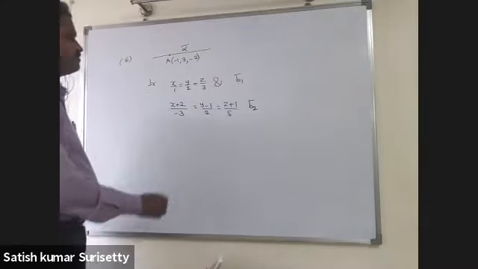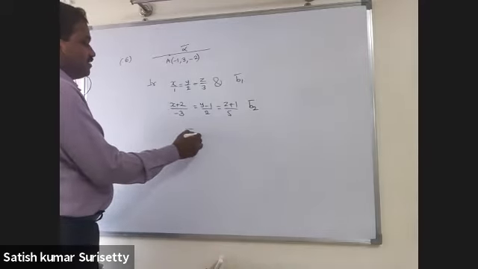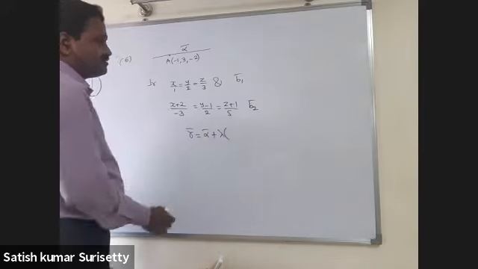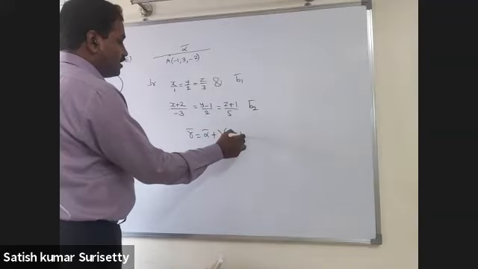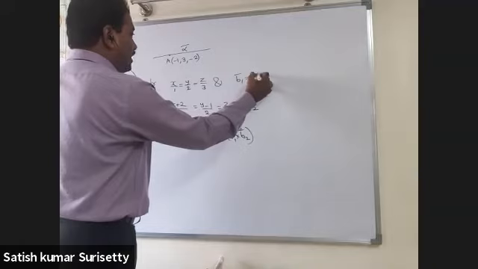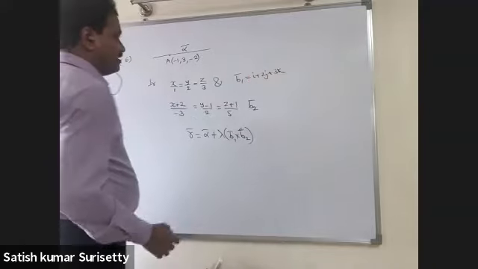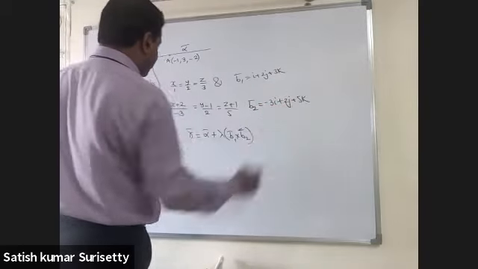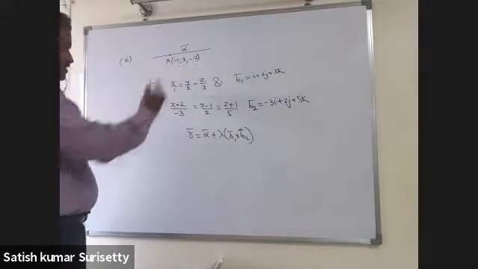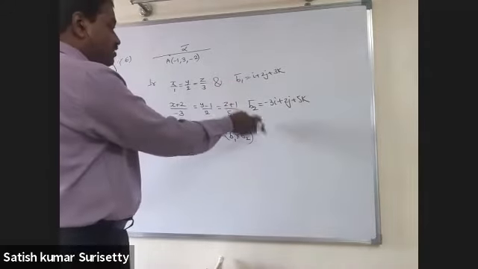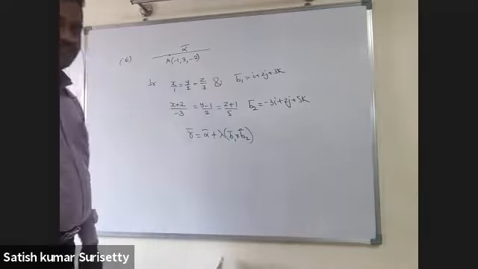What's the formula? r bar equal to alpha bar plus lambda times b1 bar cross b2 bar. Correct. Now here b1 bar is I plus 2j plus 3k and b2 bar is minus 3i plus 2j plus 5k, and alpha bar is this. Now, from the state board exam point of view, you should not use the vector form. What you have to use is the Cartesian form only.